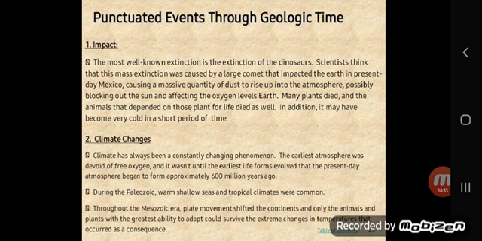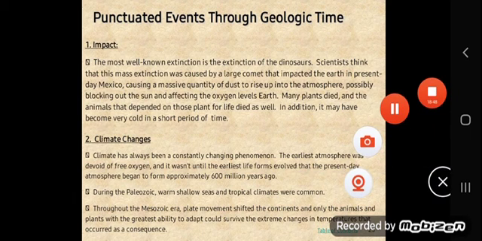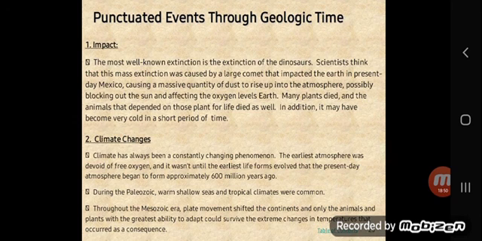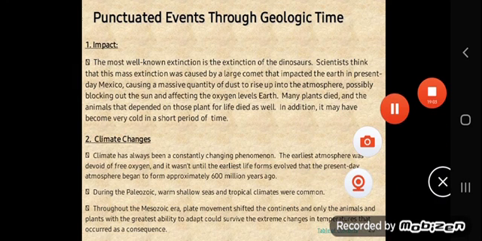Next is climate changes. Climate has always been a constantly changing phenomenon. The earliest atmosphere was devoid of free oxygen, and it wasn't until the earliest life forms evolved that the present-day atmosphere began to form approximately 600 million years ago. Obviously, not all life can adapt to the extreme cold. Also, not all animals can adapt to the warming climate at the end of an ice age, which probably contributed to the extinction of the woolly mammoth.